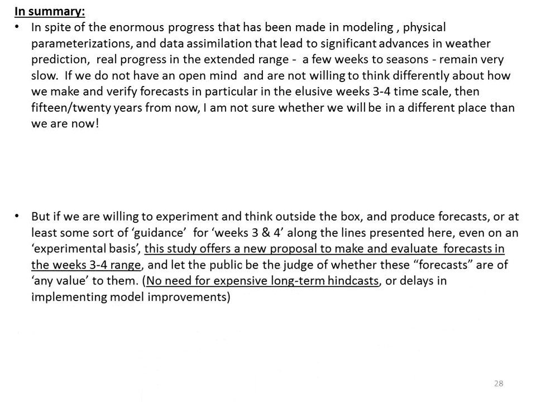But if you are willing to experiment and think outside the box and produce forecasts, or at least some sort of guidance to people for week 3 and 4 along the lines presented here, even on an experimental basis, don't make this official. You put it out. This is week 3 and 4. This is what we think. This is not voodoo magic. This is based on models, the same models that you are using.